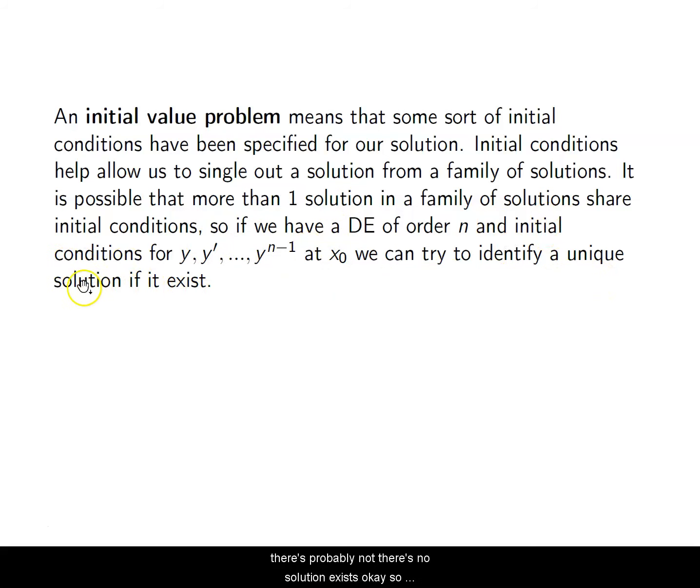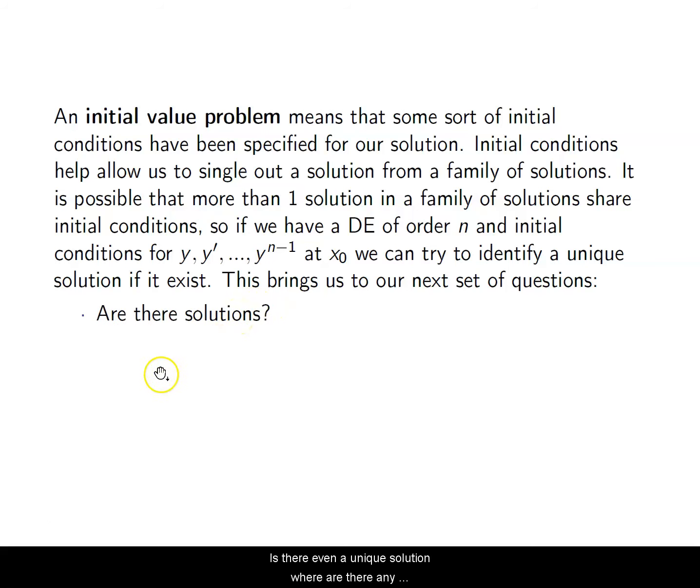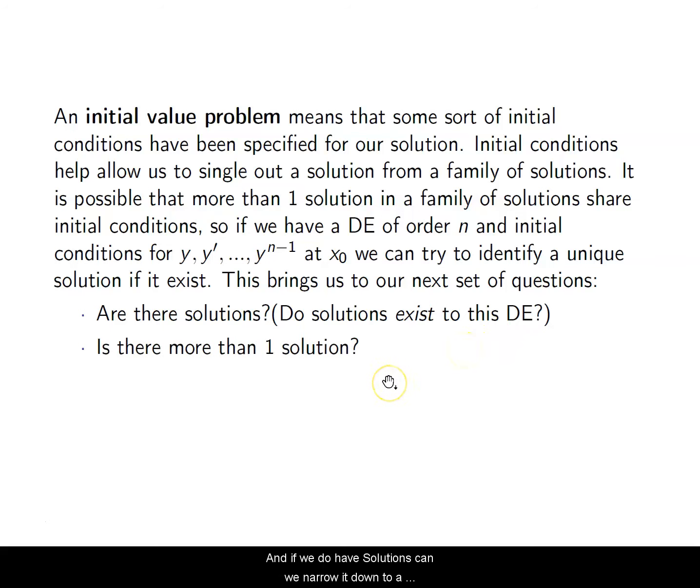If we can do that, then this will help us to try to identify a unique solution. If we can't find a unique solution, then there's no solution that exists. So that's the condition that we need in order to try to narrow it down to something that's unique. This brings us to a set of questions that we can ask about this statement. Again, we're trying to take a family of solutions and narrow it down to a single solution. So the question comes up: is there even a unique solution, or are there any solutions at all? Do we have solutions that exist to this differential equation? And if we do have solutions, can we narrow it down to a single solution?